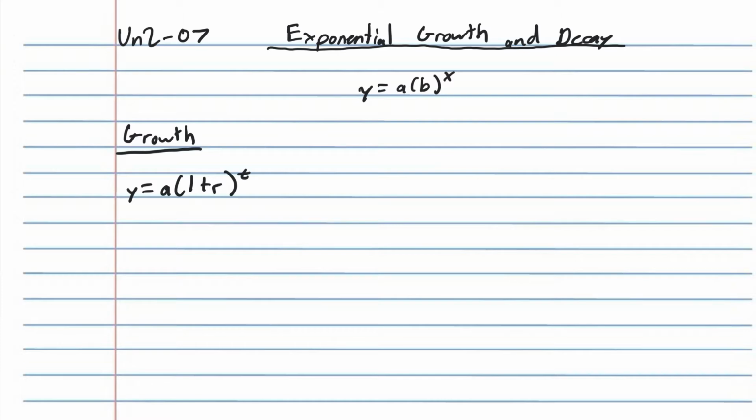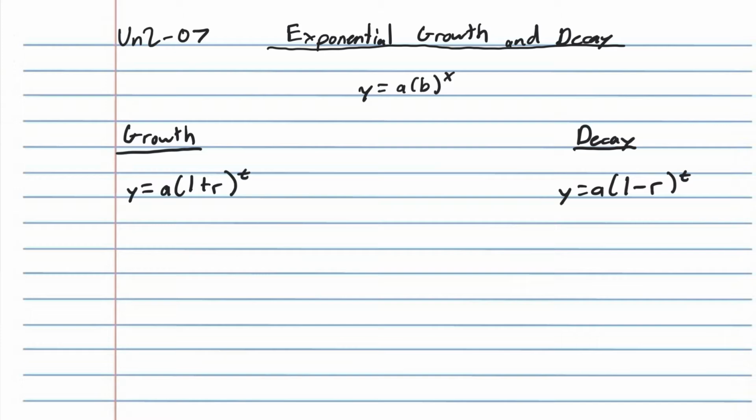Now r is the rate. So r is going to be how fast this thing is actually growing. Is it doubling? Is it tripling? What is it doing? That's r. We'll get to some more details in a second. When we talk about decay, that's the opposite of growth, right? Growth is going up, decay is going down. So the only thing changed is y is equal to a times (1 minus r) to the power of t. That's the only difference between exponential growth and exponential decay in terms of the equation.